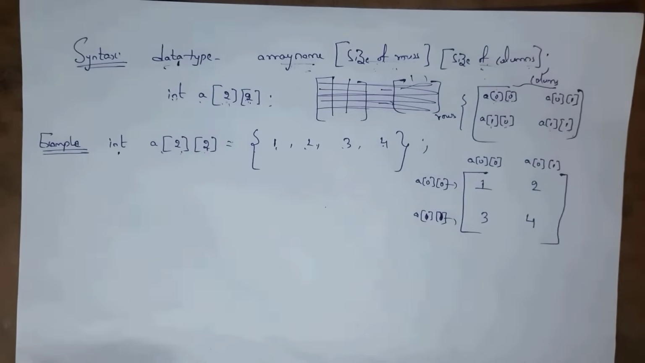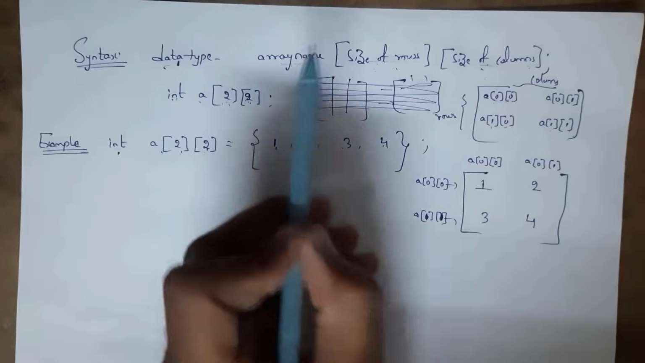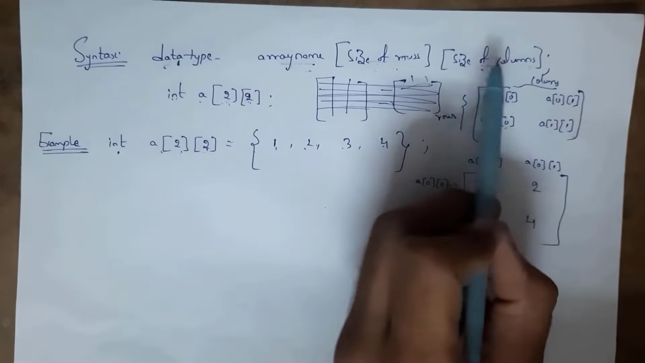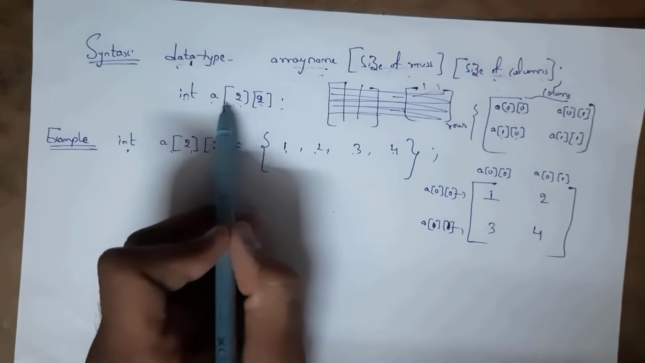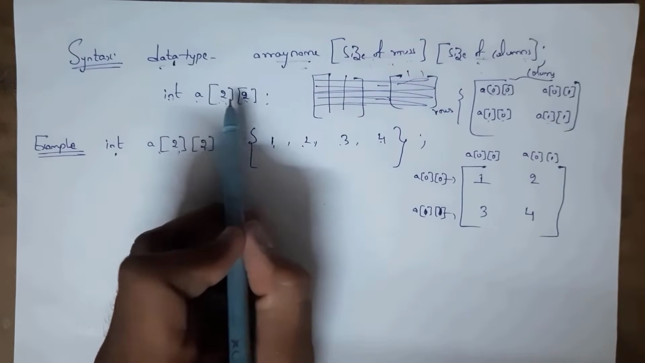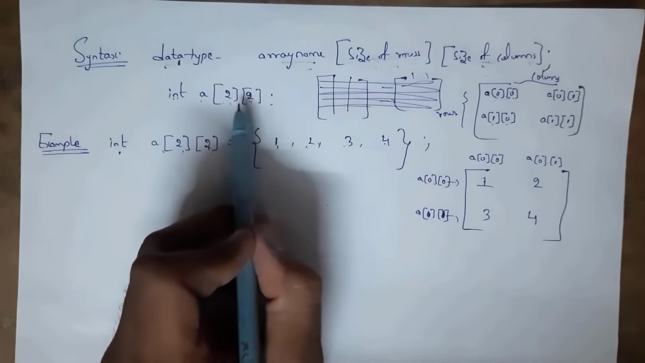This is the syntax of two dimensional array. It contains data type, array name, size of rows and size of columns, where we need to include square brackets for size of rows and size of columns. This is an example: a of 2 into 2 means it will create 2 rows and 2 columns, where I can store 4 elements in it.